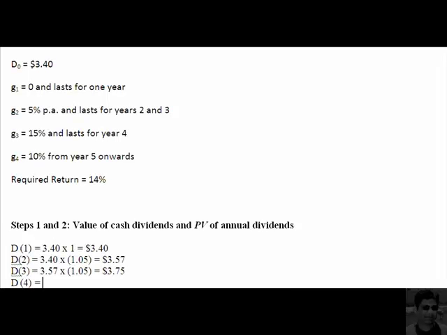Then let us go ahead to the fourth period. We write down here the dividend of the third period, $3.75, which we found here, and then multiply it by 1 plus the growth rate of the fourth period. What is the growth rate in the fourth period? Look here, year number 4, the growth rate is 15%. So let's multiply this by 1.15. When we do that, we get an estimate of $4.31. So we have completed step number 1. We have found the value of cash dividends for each of the 4 years, D1, D2, D3, D4.